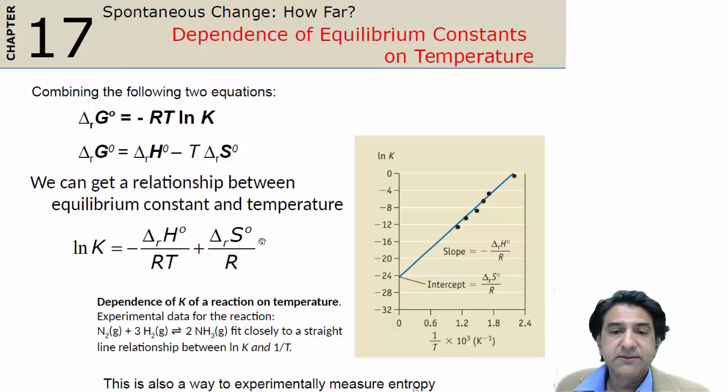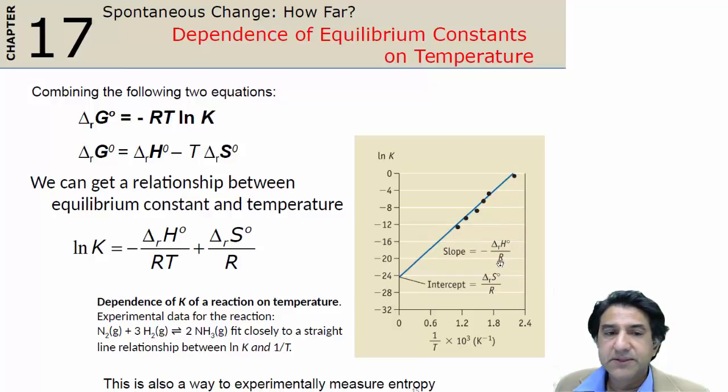If we assume that delta H and delta S don't change too much with temperature, we do know that they do change, but let's say that the temperature change is pretty small, then we can plot the log of the equilibrium constant against one on the temperature, and we should get a straight line. And this is what we see here. Ln K versus one on T gives us a straight line. And the slope of the line is minus delta H on R.